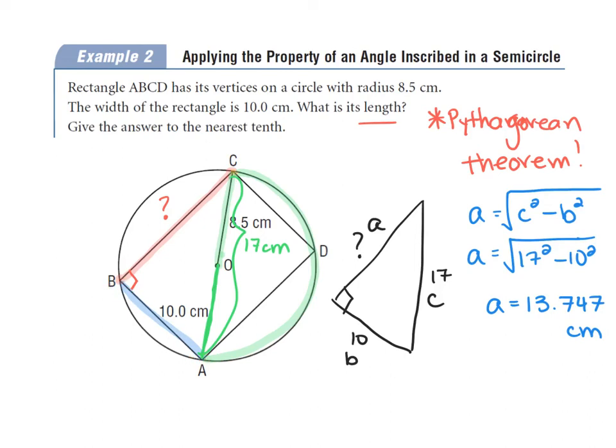Now, if I think about that, remember it's my length, so it should be longer than this 10 centimeter side that they gave us. 13.7 something, yeah, that's longer. So I probably did it correctly. If I go back to my question, we want the answer to the nearest tenth. So that means 1 decimal place. So my final answer, I could say length is 13.7 centimeters. Remember, the 4 means that the 7 stays 7. So my final answer, 13.7 centimeters.